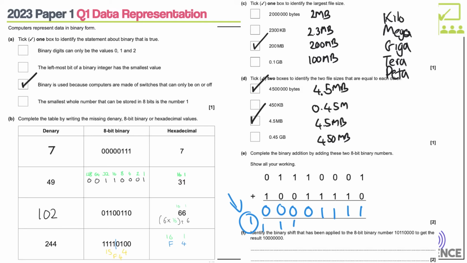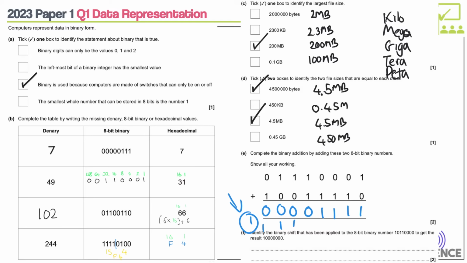Identify the binary shift that has been applied to an 8-bit binary number. If I shift to the left, what do I do to the number? Times it by however many I shift it by, i.e., 2 to the power of the shift. So shift it by 1 to the left is 2, 2 to the left it's 4, 3 to the left it's 8, 4 to the left it's 16, etc. If I go to the right, I divide by 2. 2 to the right, divide by 4. 3 to the right, divide by 8. 4 to the right, divide by 16.